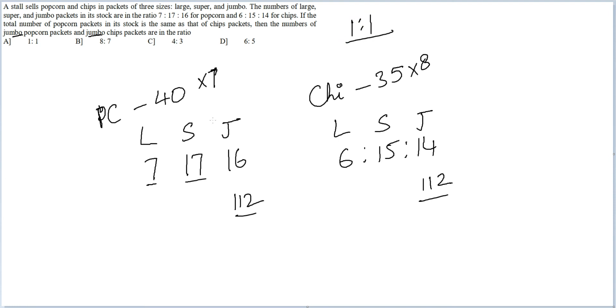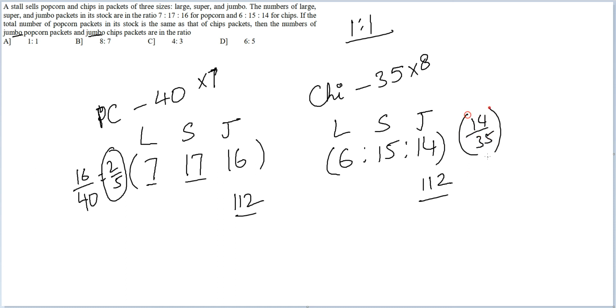Now I've solved it in the way that you would have solved if you did not notice something wonderful here. Otherwise, what you can see is, look at the jumbo packets here. They are 16 by 40, which is nothing but 2/5. The jumbo packets in popcorn are nothing but 2/5 of total. Similarly, look at jumbo packets in chips. They are 14 by 35, which is again nothing but 2/5.